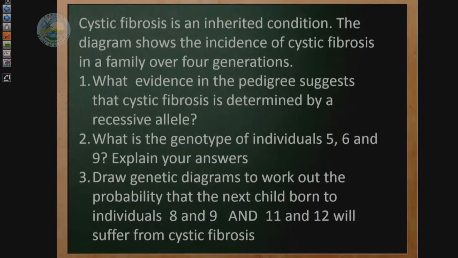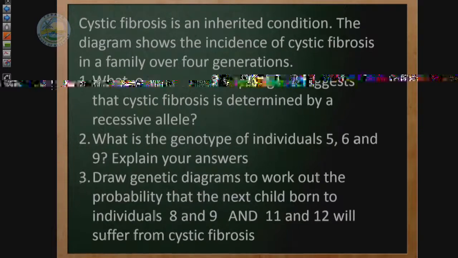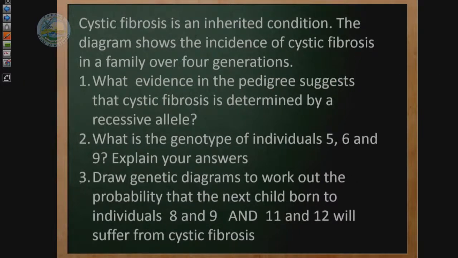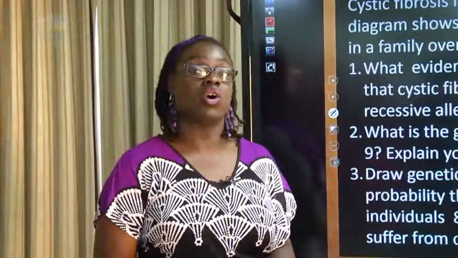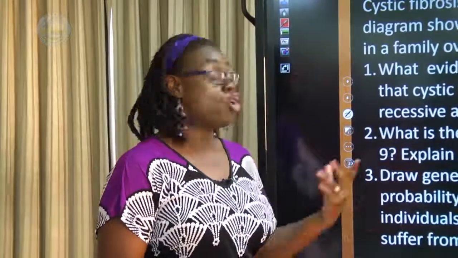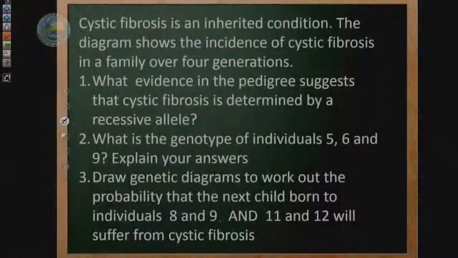Number 3, draw genetic diagrams to work out the probability that the next child born to individuals 8 and 9 and 11 and 12 will suffer from cystic fibrosis. I would like you all to take a minute to work out your answer, or you may pause the video now or take a screenshot and work on your answer during the break.